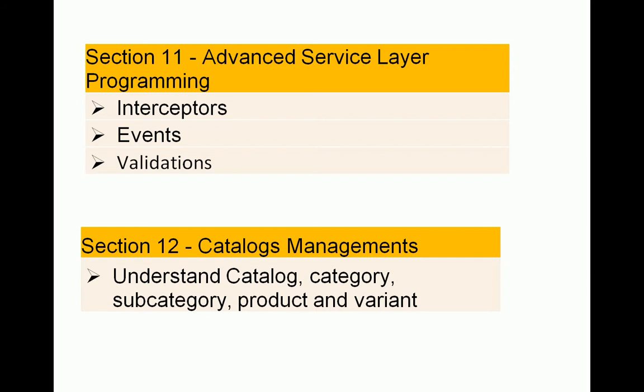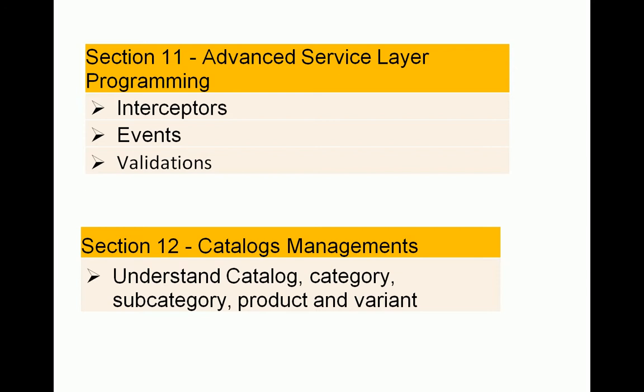In section 11, we see more topics on advanced service layer programming, like what interceptors, events, and validations are, with an example of each: how you create an interceptor, how you link an event with an interceptor, and what validations are required. We also cover more detailed architectural concepts, as well as the entire flow of Hybris: how the view controller, service layer, facade layer, and persistence layer are interlinked on this framework. We're going to touch on that slightly here.